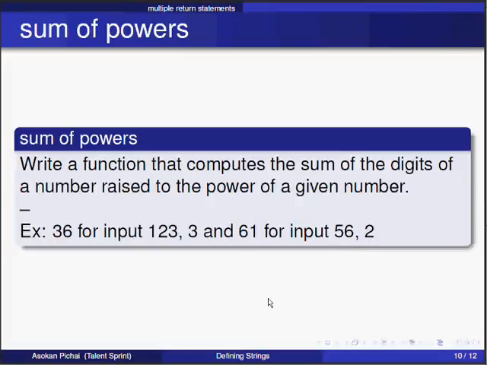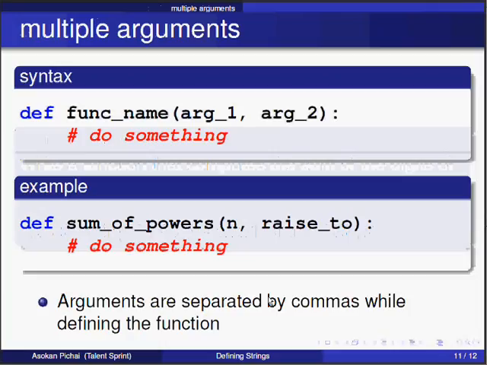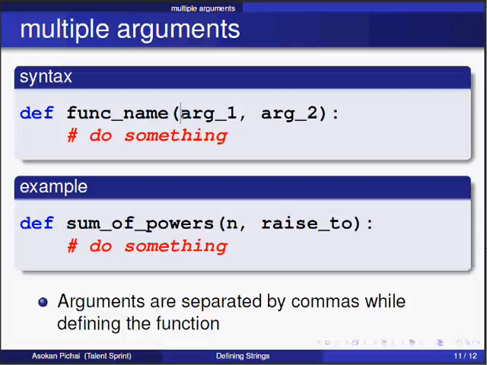Until now we have seen functions that accept only one argument. So now let us write functions that accept more than one argument. It is done by separating the arguments with a comma while specifying them. So in our case, we are going to have two arguments. The first is a number and the second is the power to which the digits are to be raised to. So let us define the function.